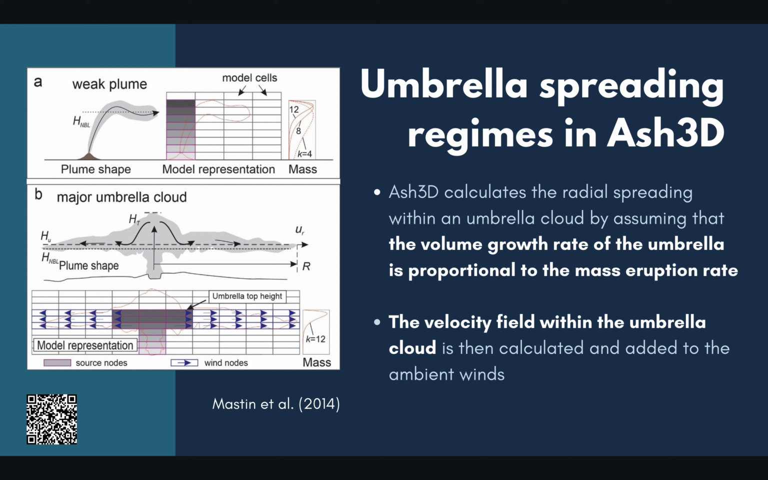Using this relationship, the velocity field within the umbrella cloud is then calculated and can be added to the ambient wind field. This is shown here in this figure, where in the top panel, we have the normal way that ASH3D is run, with this small plume, and then for large eruption scenarios, the umbrella cloud modification. You can see in these nodes here with the blue arrows, we've added these radial umbrella cloud velocities to the ambient wind field. So it increases the spreading at the source region. And this is a figure from Mastin et al. 2014.